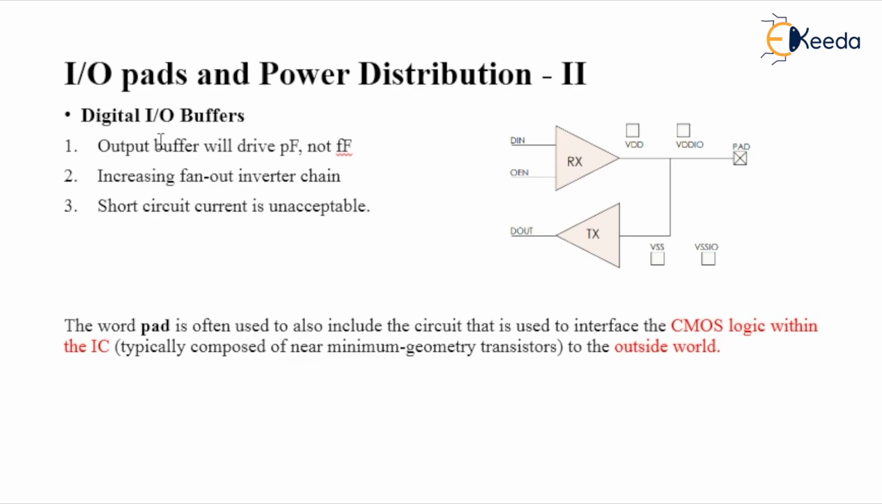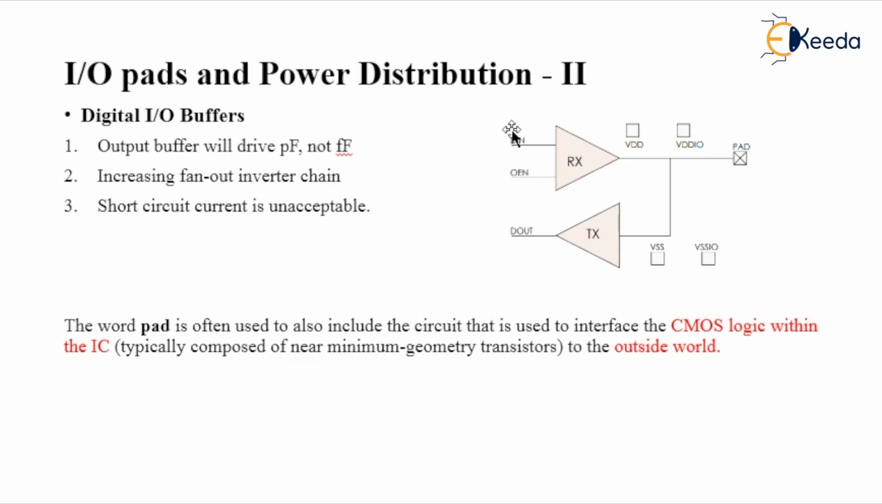So I repeat the main points of the digital input/output buffer. It will drive large capacitive loads in the order of picofarads. Next, it has an increasing fan out inverter chain, meaning one gate is going to drive a large number of gates, similar to what we have studied in digital integrated circuits. Next, short circuit current is unacceptable.